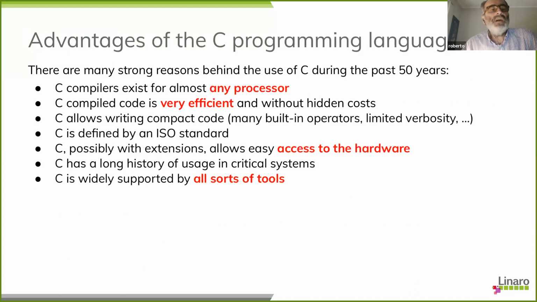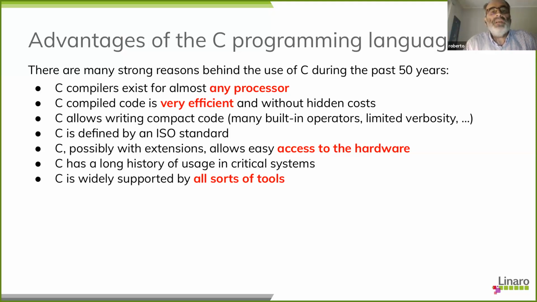So let me start by recalling some of the compelling economic advantages of the C programming language, which has been around for 50 years, and there are several reasons why things are as they are. First, C compilers exist for almost any processor, and compiled code is very efficient without hidden costs, meaning that if we set aside the problem of multi-core architectures, an experienced programmer can more or less guess what the execution time of a piece of code will be.